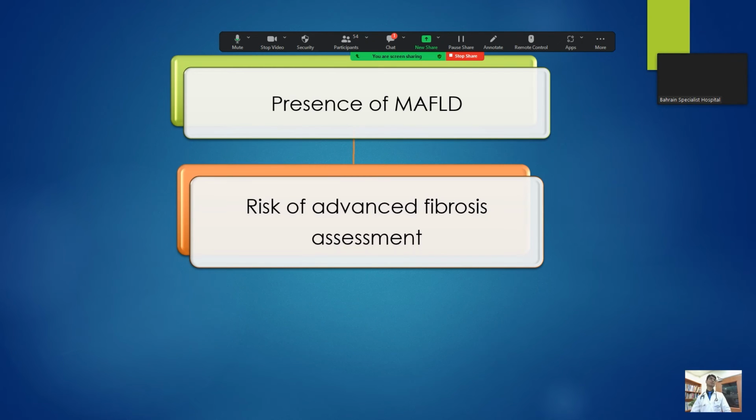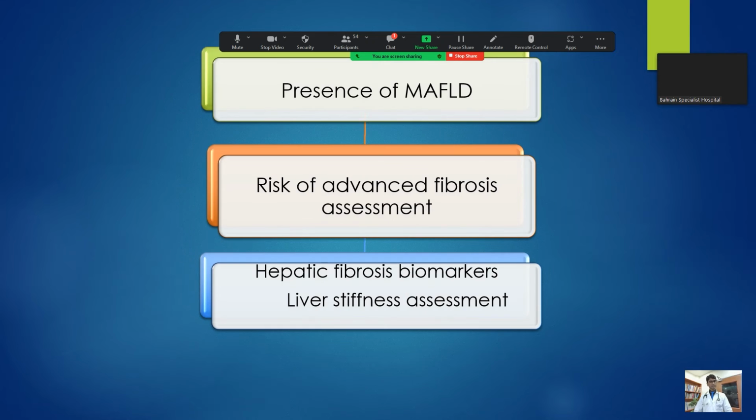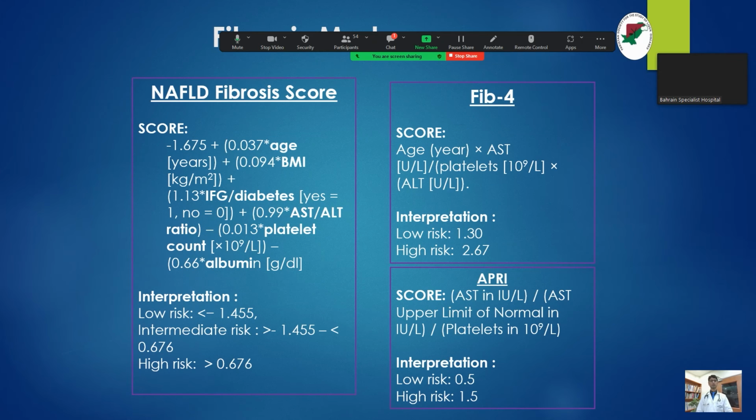So we know MAFLD is there. Now we have to assess the severity of the MAFLD. We have to assess the fibrosis of this. There are different ways. There are some biomarkers, some blood tests, and you do some calculation in terms of the APRI score, FIB-4 score, or NAFLD fibrosis score, which can tell you how bad the fibrosis score can be.